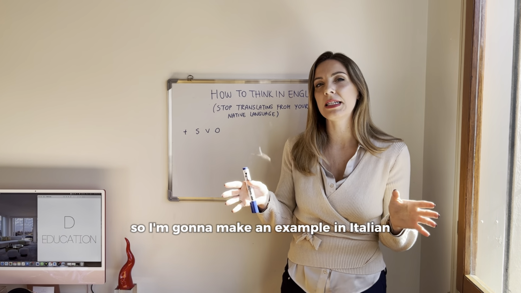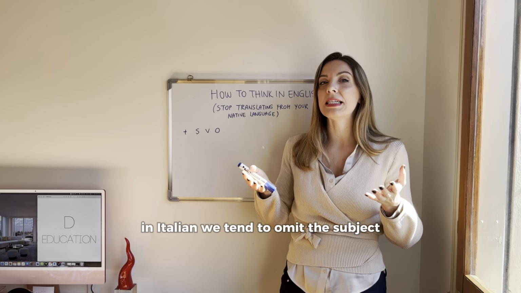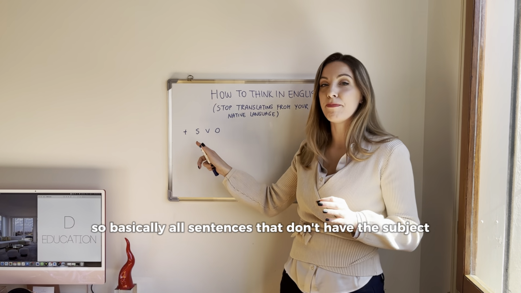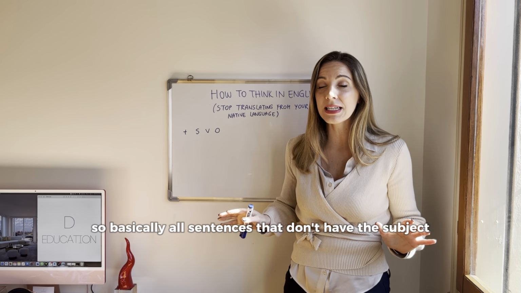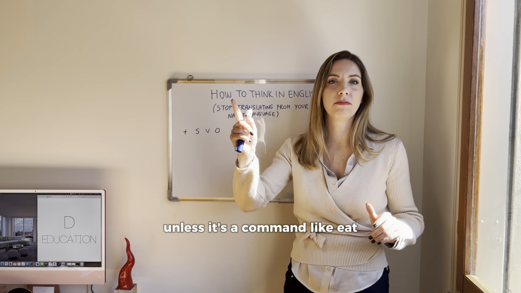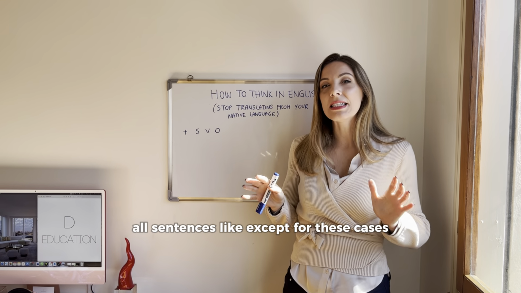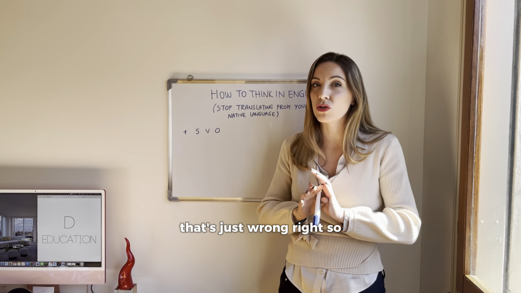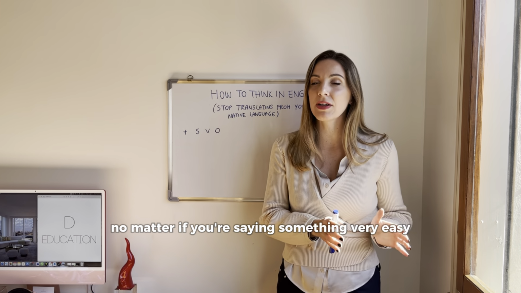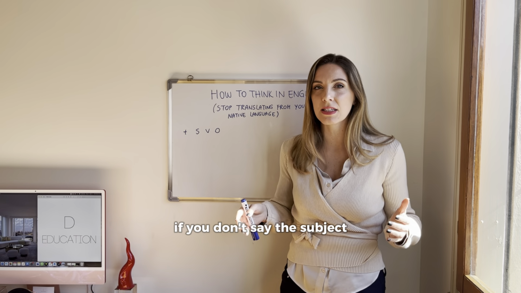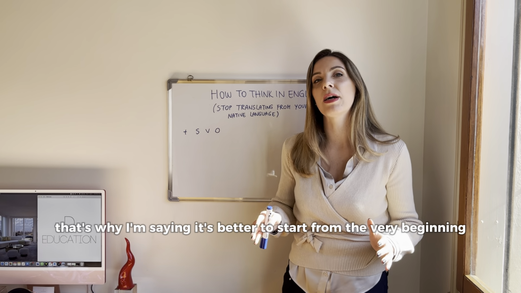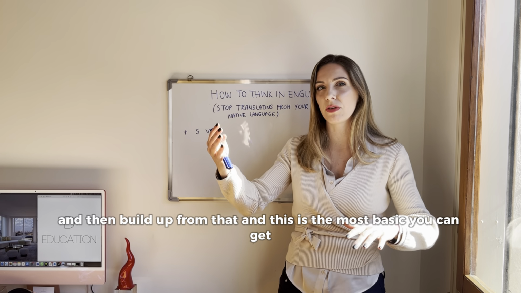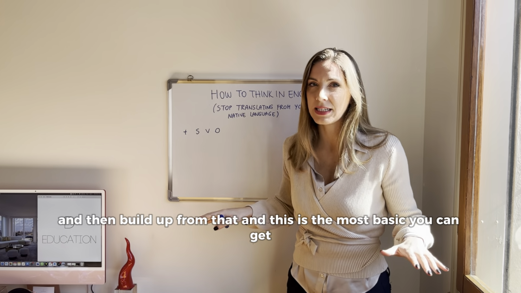So I'm gonna make an example in Italian because that's my mother tongue. So for example, in Italian, we tend to omit the subject. So basically all sentences that don't have the subject, unless it's a command like eat, study, drink, except for these cases, if they don't have the subject, that's a technical mistake. That's just wrong. Right? So no matter if you're saying something very easy or something very advanced, if you don't say the subject, that's just wrong. So that's why I'm saying it's better to start from the very beginning, lay very good foundations, and then build up from that. And this is the most basic you can get.